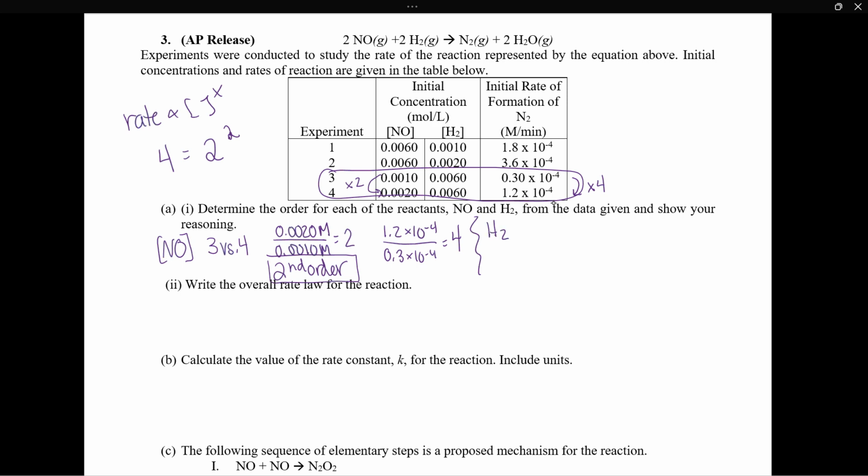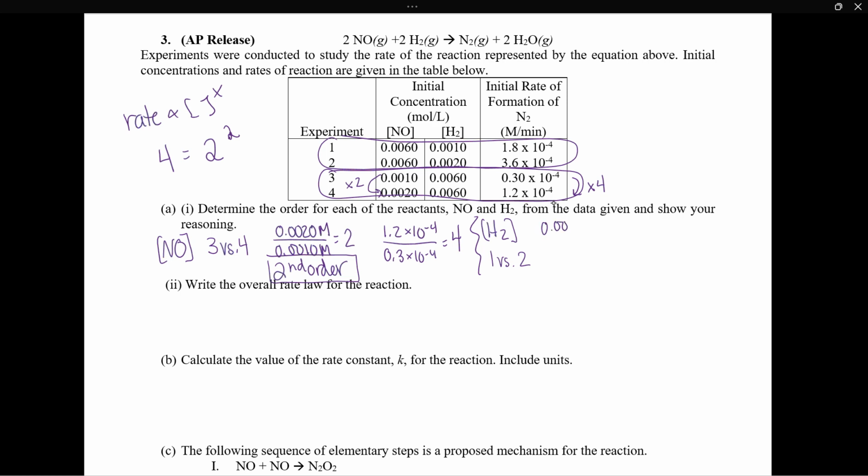All right, and then I'm going to do the same thing for H2. We want to compare two reactions where H2 changes and NO stays the same. That is going to be experiments 1 versus 3. Sorry, 1 versus 2, so the wrong number. So we compare experiments 1 versus 2.